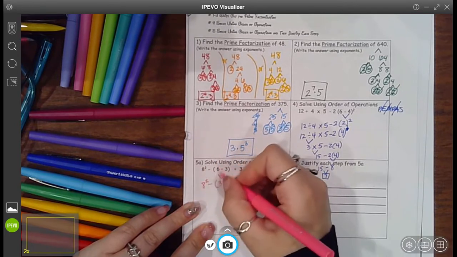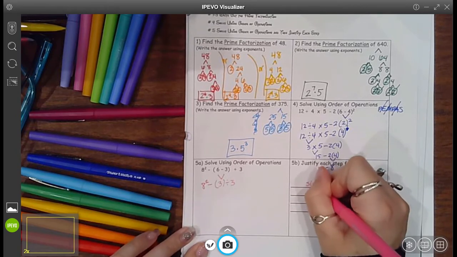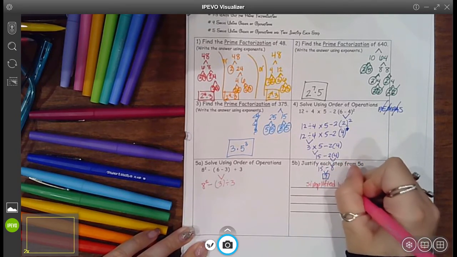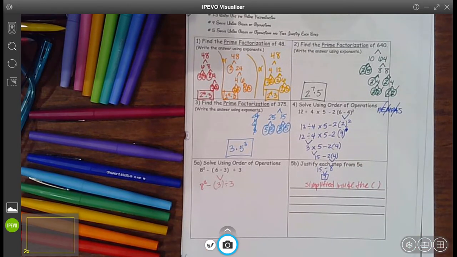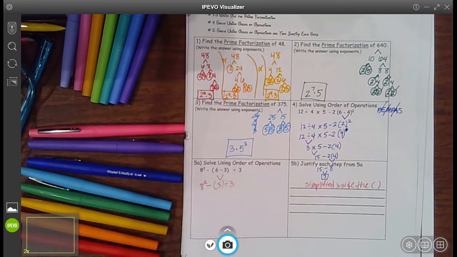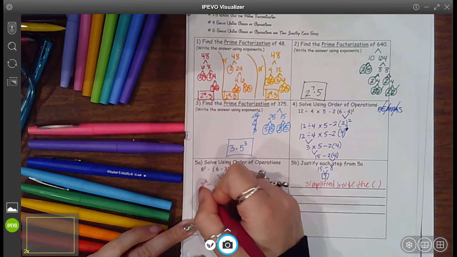Okay, double check. Yep. And then what did I do? I simplified inside the parentheses. Okay. Parentheses are simplified down to a singular number. Now I'm going to look for exponents right here.